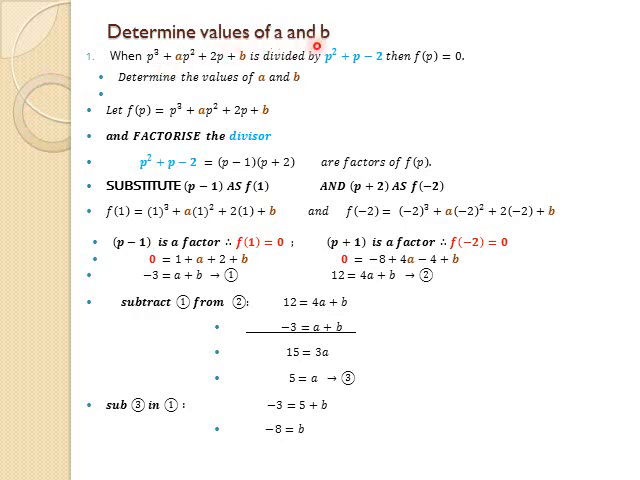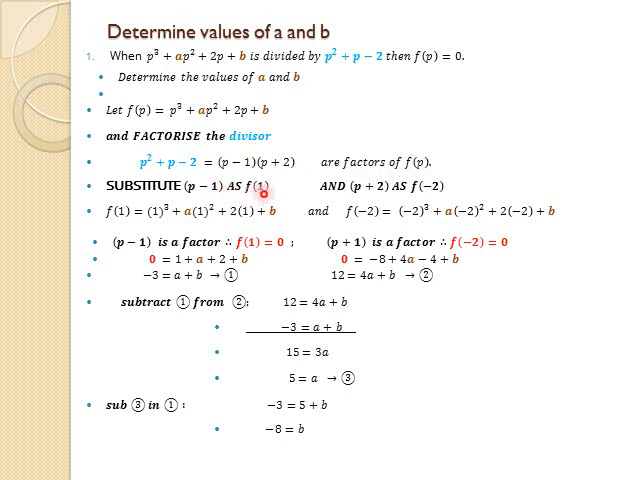Right, determine the values of a and b when p cubed plus ap squared plus 2p plus b is divided by p squared plus p minus 2, then f of p equals 0. If f of p equals 0, we're telling you that these are factors of this equation. Determine the values of a and b. If we factorize the divisor, p squared is p times p, and negative 2 is negative 1 times 2. Minus p plus 2p would give me p. So p minus 1 and p plus 2 are factors of f of p.